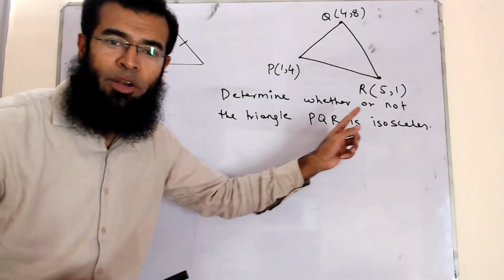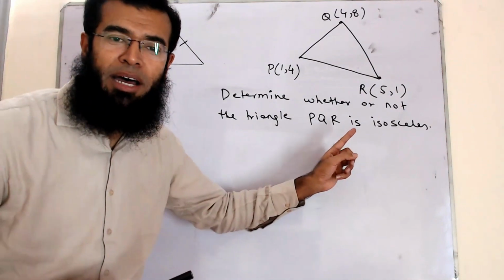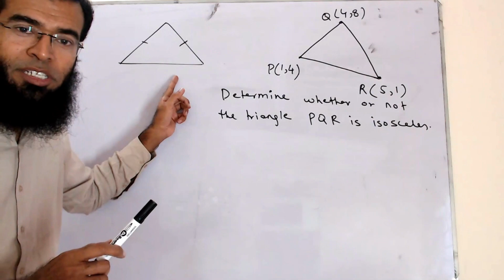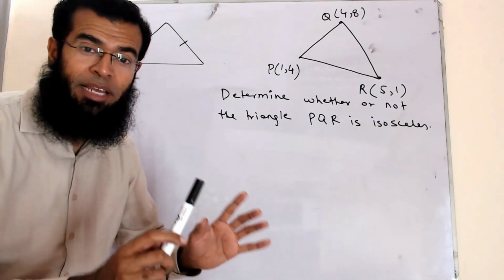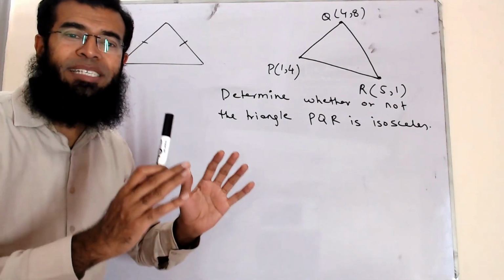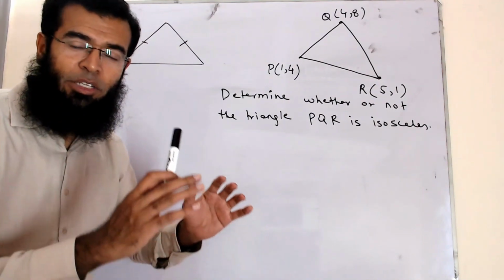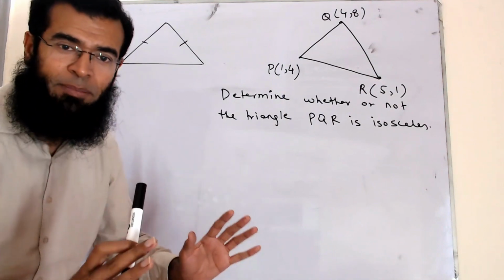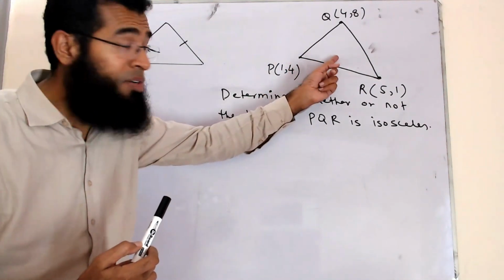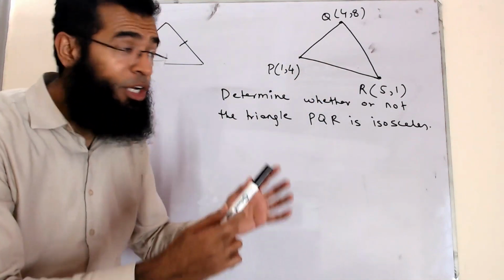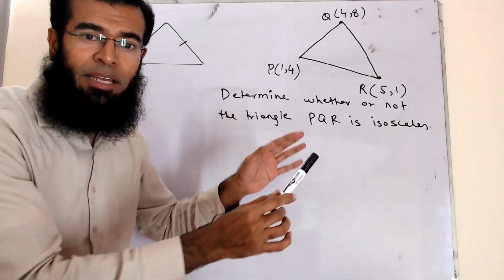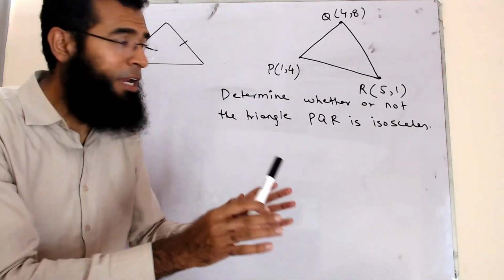Determine whether or not the triangle PQR is isosceles. So first thing, what is an isosceles triangle? Isosceles triangle is one in which two sides of a triangle are of exactly the same length. So for this triangle to be an isosceles triangle, two sides of the triangle have to be the same, right?